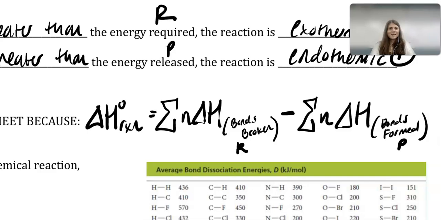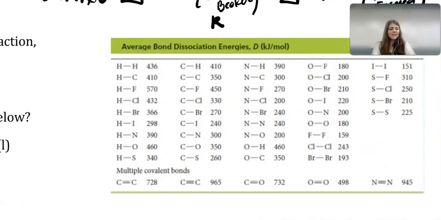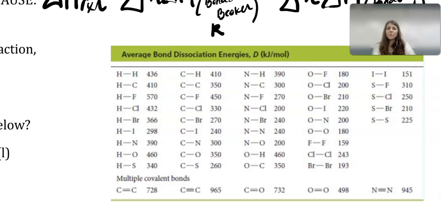If you can see the chart below peeking out at the bottom, this is just a chart I found online of some common bonds that we will see. You can see all the single bonds on top, and then at the very bottom are the multiple covalent bonds, like a double bond carbon, triple bond carbon. You can see that the values going from single to double and triple are increasing because it's going to require or release more energy.